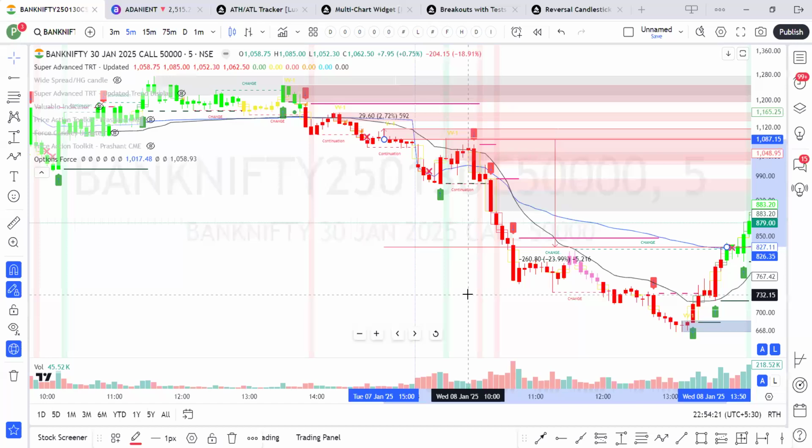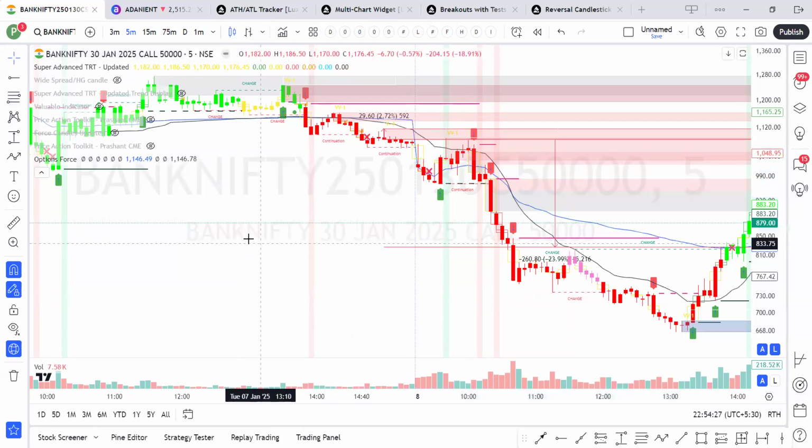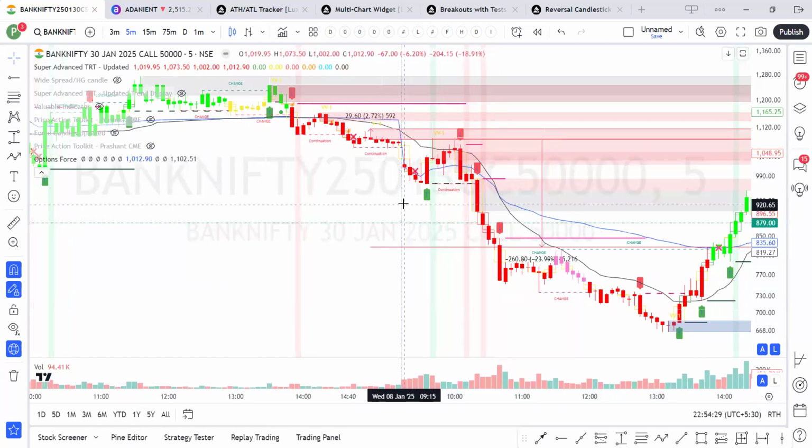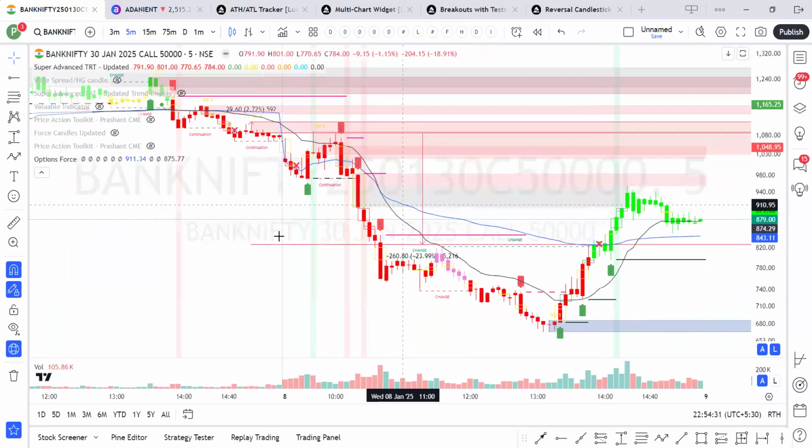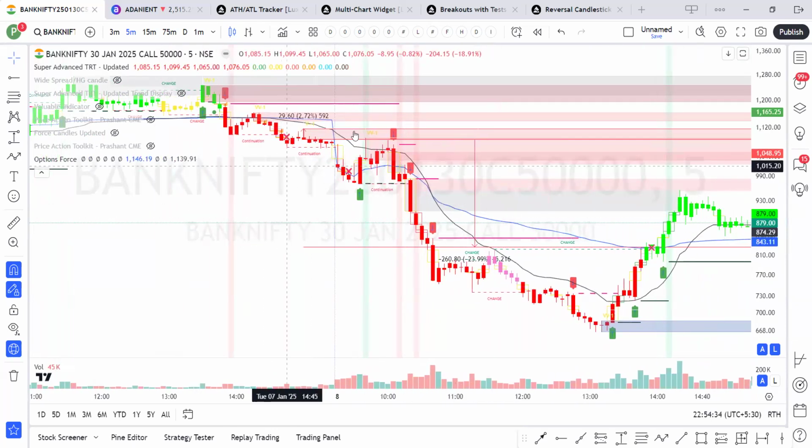Sir, is this buying put or selling call? Selling call. This is selling call. Instead of this, let us check the chart of put.